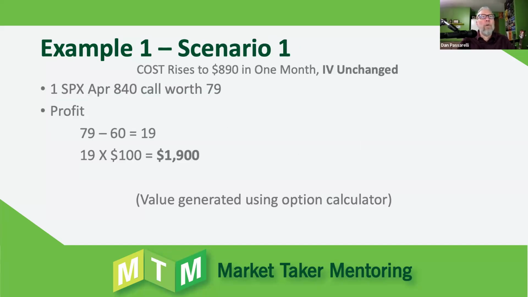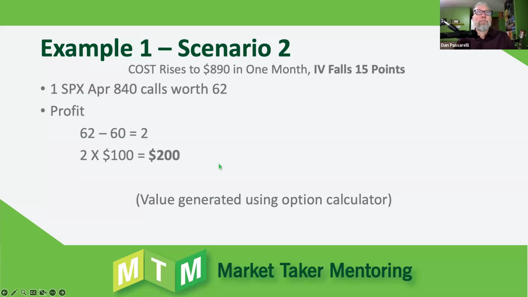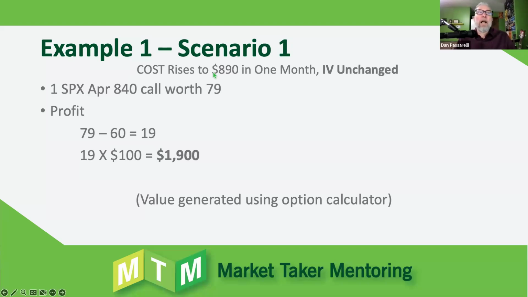I don't know what the value of the call was. But I made 1,900 bucks. If the price rises, I made 1,900 bucks on delta being positive and being correct, theta being wrong, losing on theta.